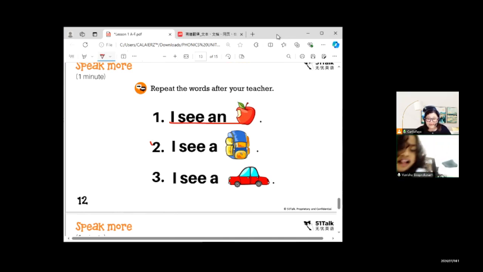I have something to show you. I will show you something, okay? And you tell teacher, what do you see? Look at this picture. Look at this one, Ayesha, Vanisha. What is this? Can you see this one? Apple. Okay, okay, wait.